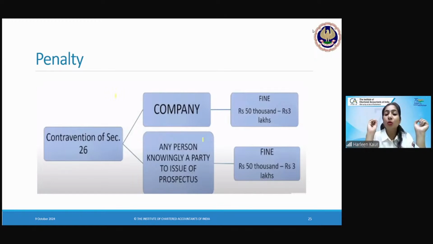And any person who is knowingly issuing a prospectus, being a party to it, any officer in default, he will also be liable to a fine of 50,000, and the fine can go up till rupees 3 lakh.